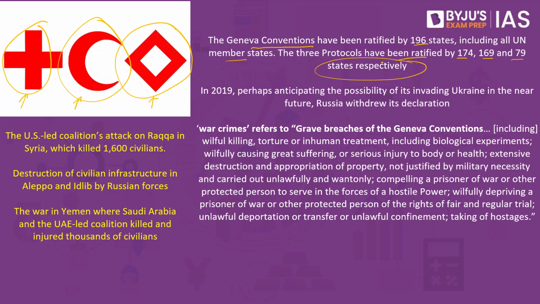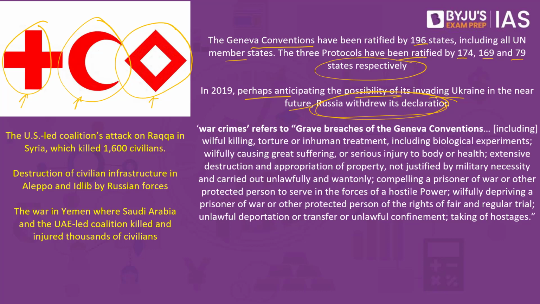Why no? In 2019, perhaps anticipating the possibility of invading Ukraine in the near future, Russia withdrew its declaration. So, if you're going by the real convention, whether they are party to the convention or not, since they have withdrawn from this particular declaration, they might not have committed any violation of the convention. But ideally, since it is an international order where we are speaking about ethics, you can also assume that Russia has committed some violations of the Geneva Convention.